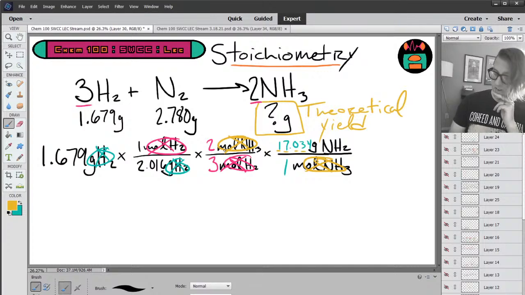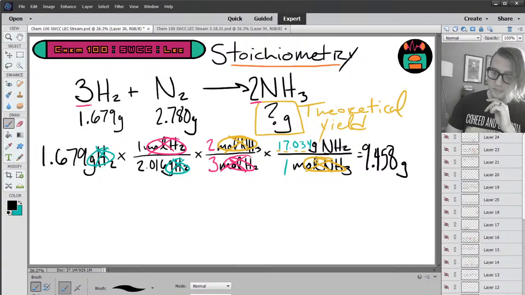1.679 divided by 2.016 times 2 divided by 3 times 17.034. Whoops, sorry. 17.034. So this comes out to be, let's see, and we can keep 4 sig figs here, 9.458 grams. So that's NH3.